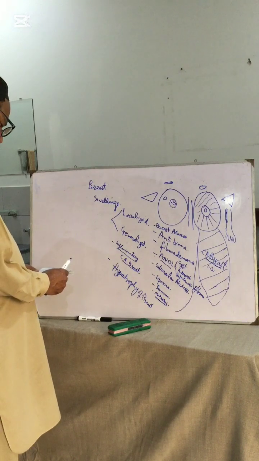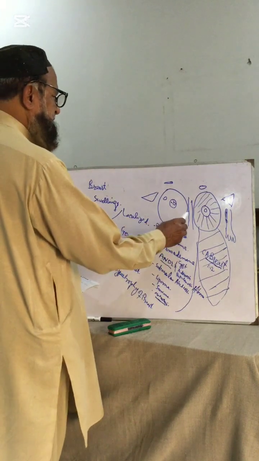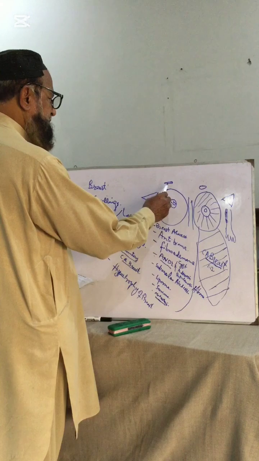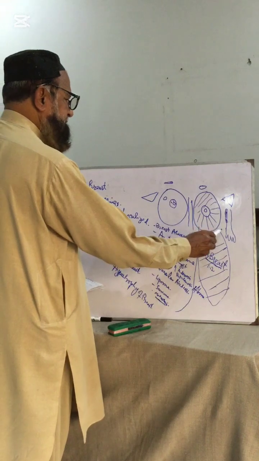Then what to see is the breast. That is, we have to see that there are two breasts. There is the nipple, there is the areola, there is the axilla, there are supraclavicular lymph nodes, and there are internal mammary lymph nodes, and there is the arm.